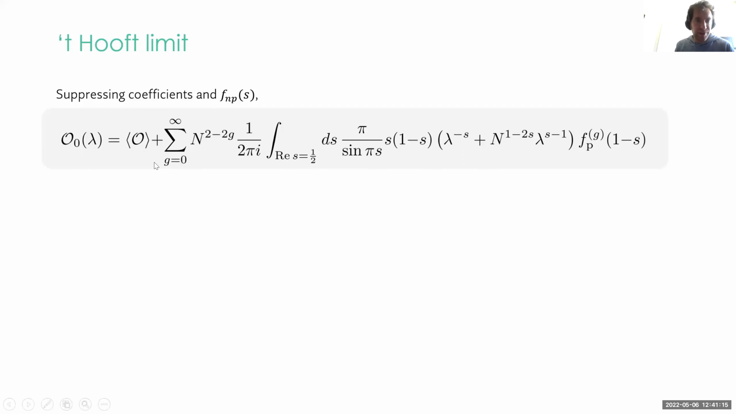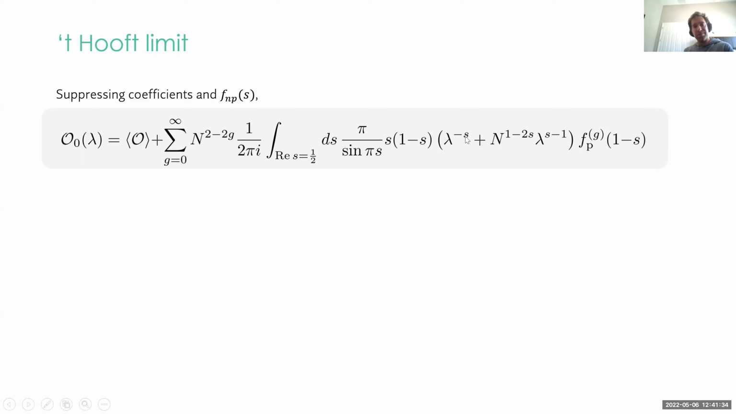So what is this expression? Well, here's the ensemble average. Here's the sum over genus. Here's the integral. We have just the FP part. So this is this set of poles and the coefficient introduced by definition. Here's FP at genus G. So this FP, the overlap itself, admits a 1/n expansion.